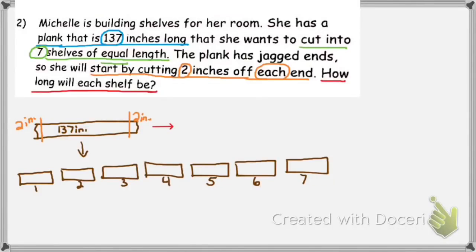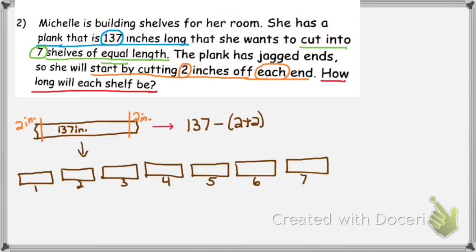So let's see how long this shelf is, because we have to see how long that is before we're going to break it up. So I know that my shelf is 137 inches to start, and I'm going to take away 2 inches on each side. So I'll have 2 inches on one side plus 2 inches on the other side. I'll take that away from my 137.